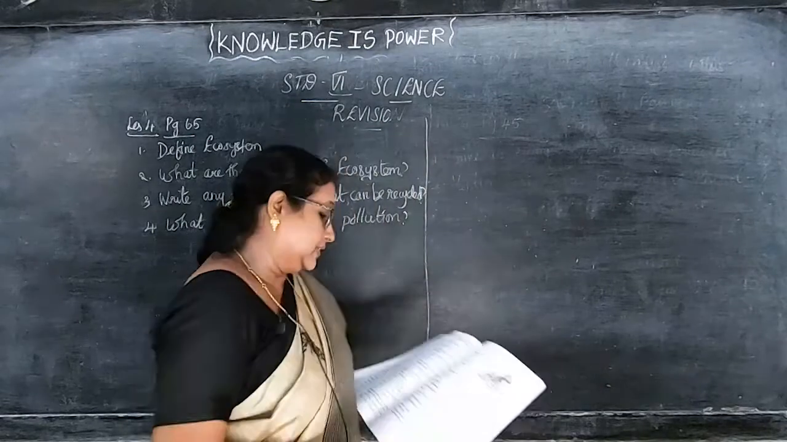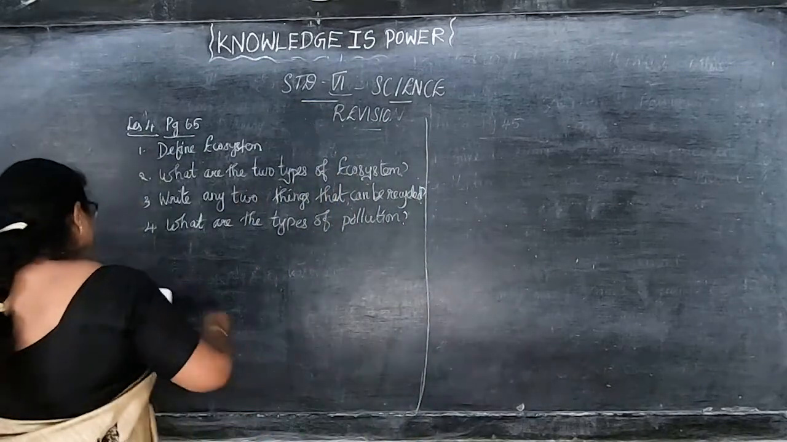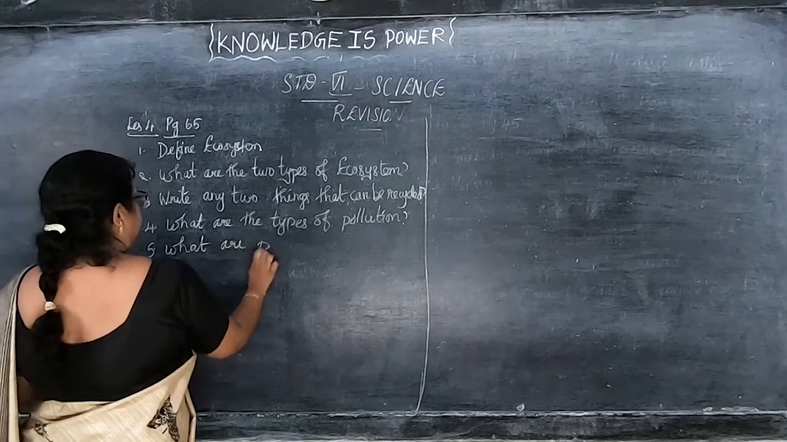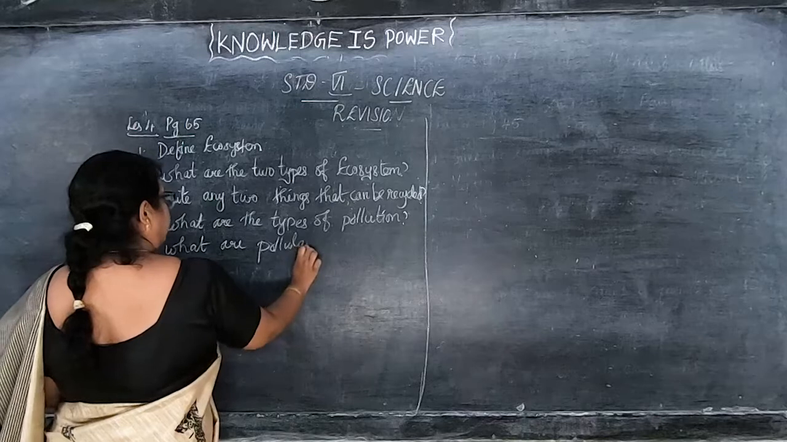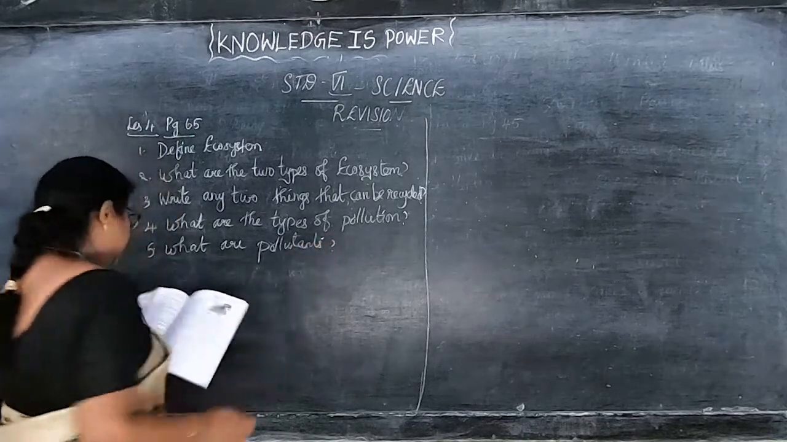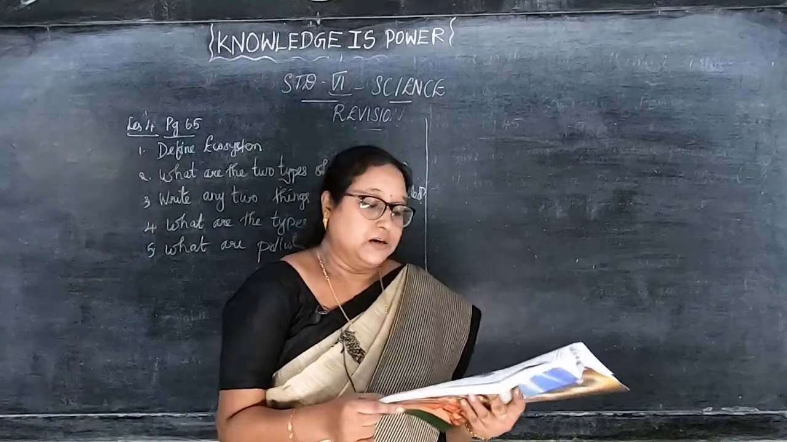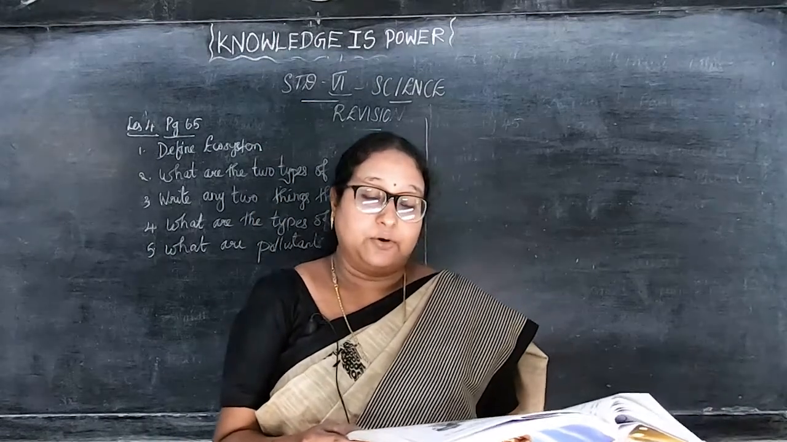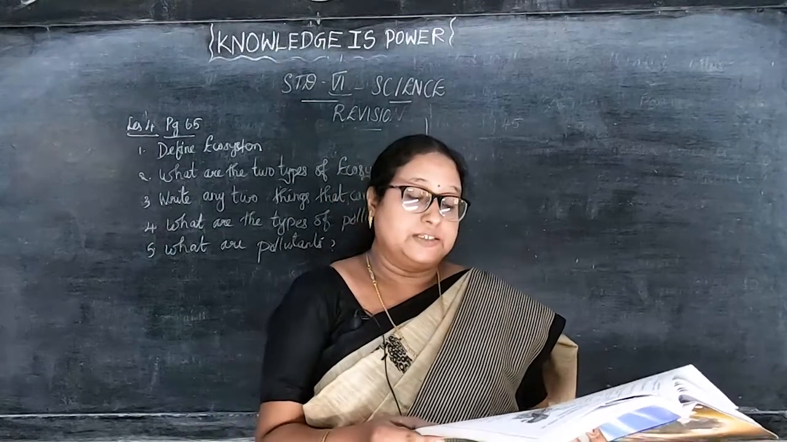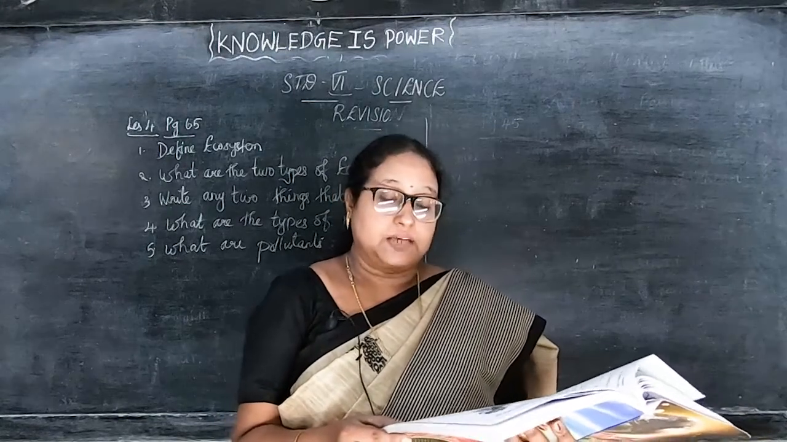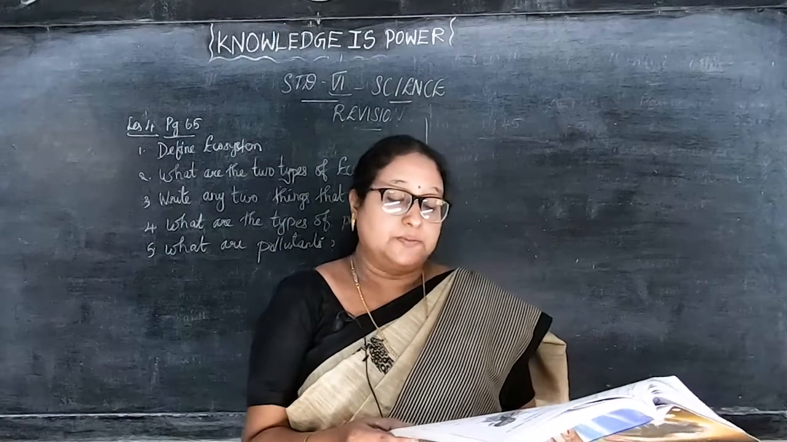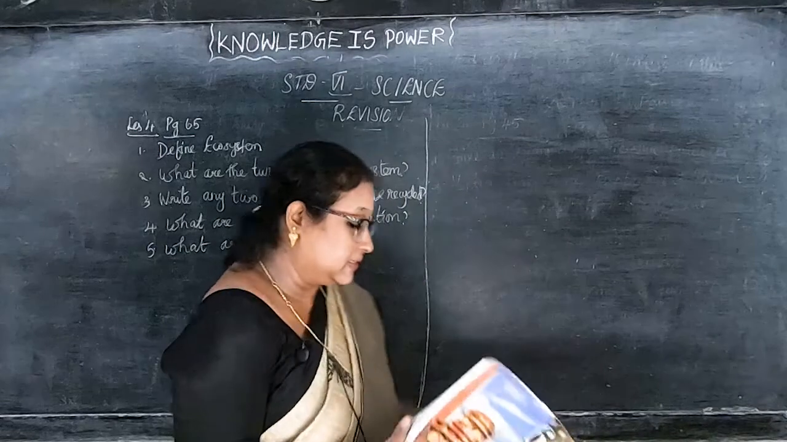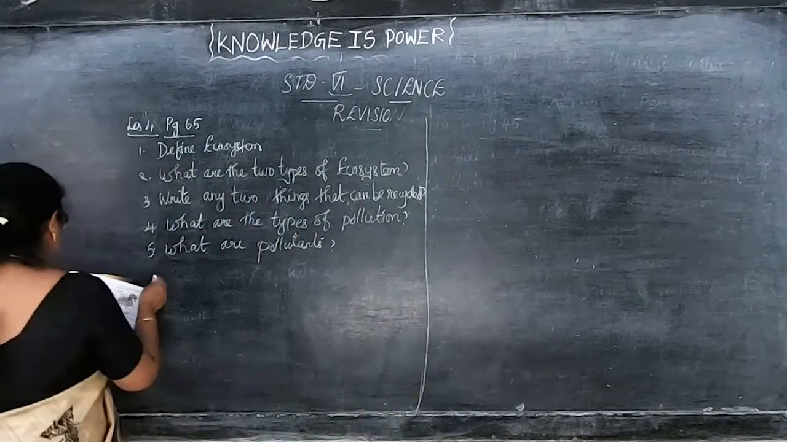The next question is, what are pollutants? It's the answer I have given in your notebook, right? You can check your classwork, children. Burning fossil fuel, in brackets you have to write petrol, coal, oil, etc. Then second point, toxic gases, that is carbon monoxide in the bracket. And third point, dust particles, in the brackets you have to write ash.